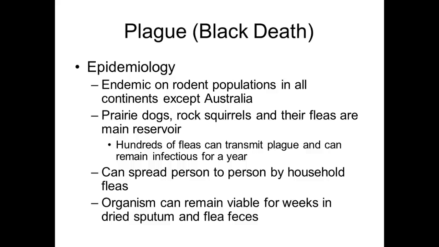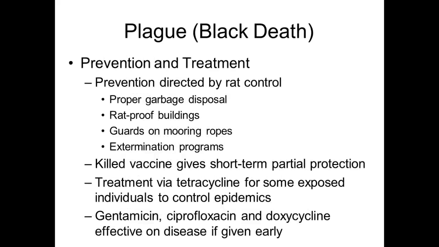Hundreds of fleas can transmit plague and can remain infectious for a year. And even their poo, in the bedding of these animals, is infectious from the fleas. It can spread person to person by household fleas. So bite one person, transmit it to the next person. The organism can remain viable for weeks in dried sputum, which is spit, and in the flea's feces. So yucky, yucky. So how do we prevent and how do we treat?